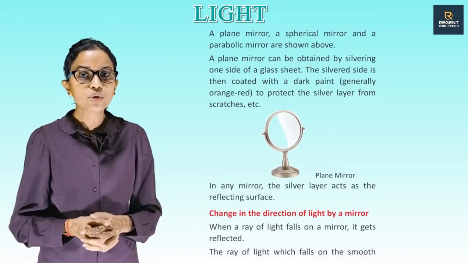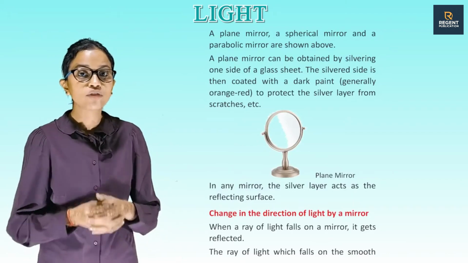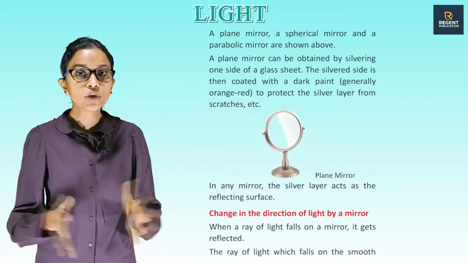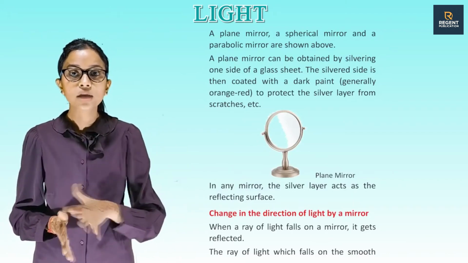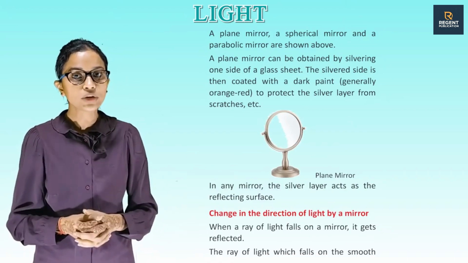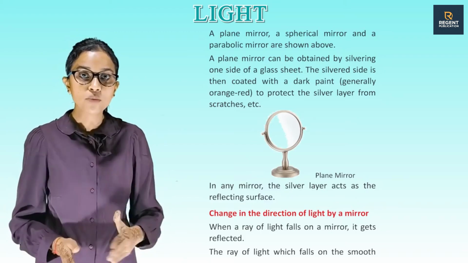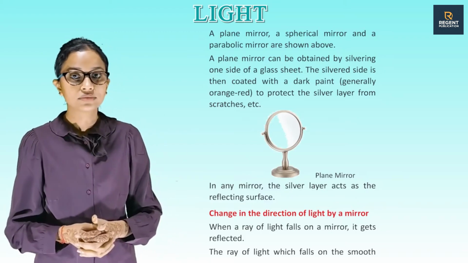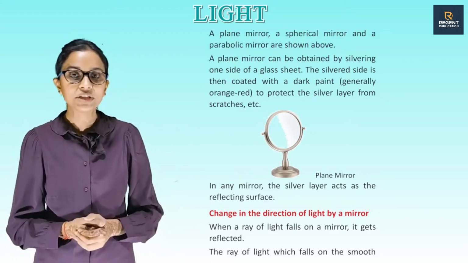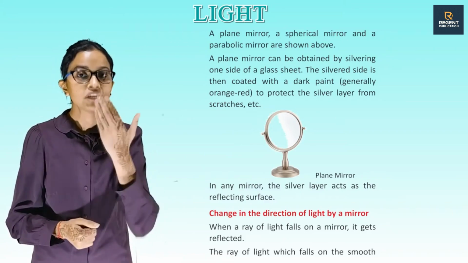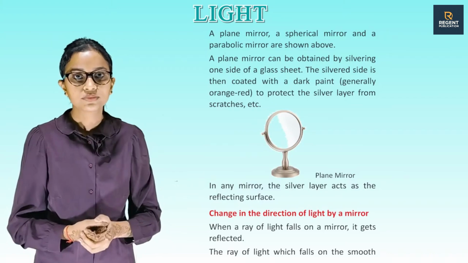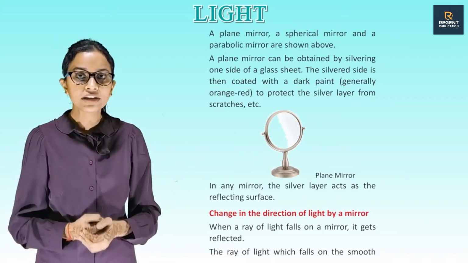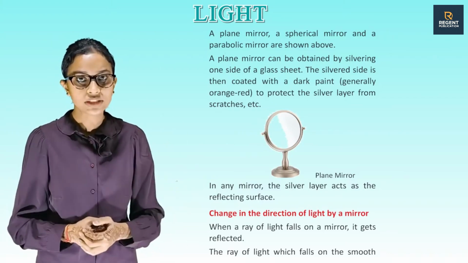A plane mirror can be obtained by silvering one side of a glass sheet. The silvered side is then coated with a dark paint, generally orange-red, to protect the silver layer from scratches, etc. This is a picture of a plane mirror in which we see our image. In any mirror, the silver layer acts as a reflecting surface.